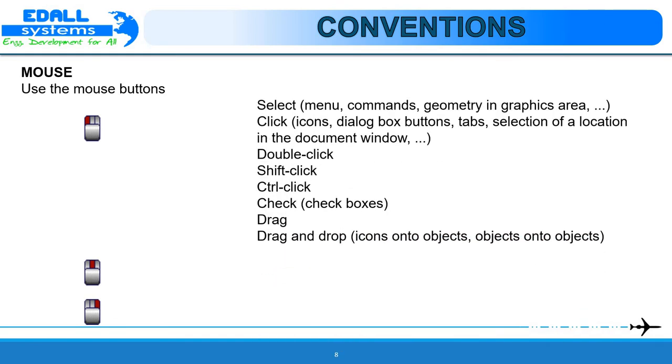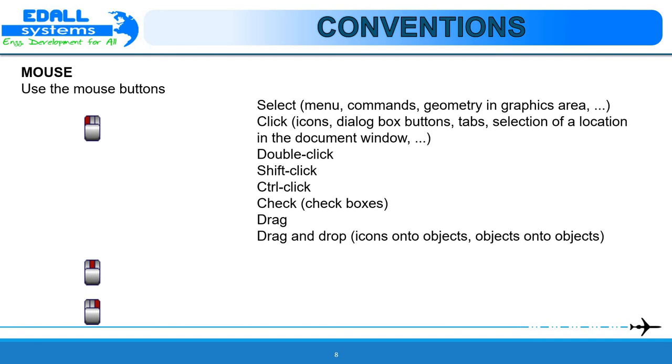The basic convention to use CATIA is to know how to use the mouse. So the use of mouse buttons, there are 3 buttons on the mouse, that is the left button, the middle button and the right button. The left button is used to select menus, commands, geometry in graphic areas, or to click on icons, dialog box buttons, tabs, selection of location in the document windows.